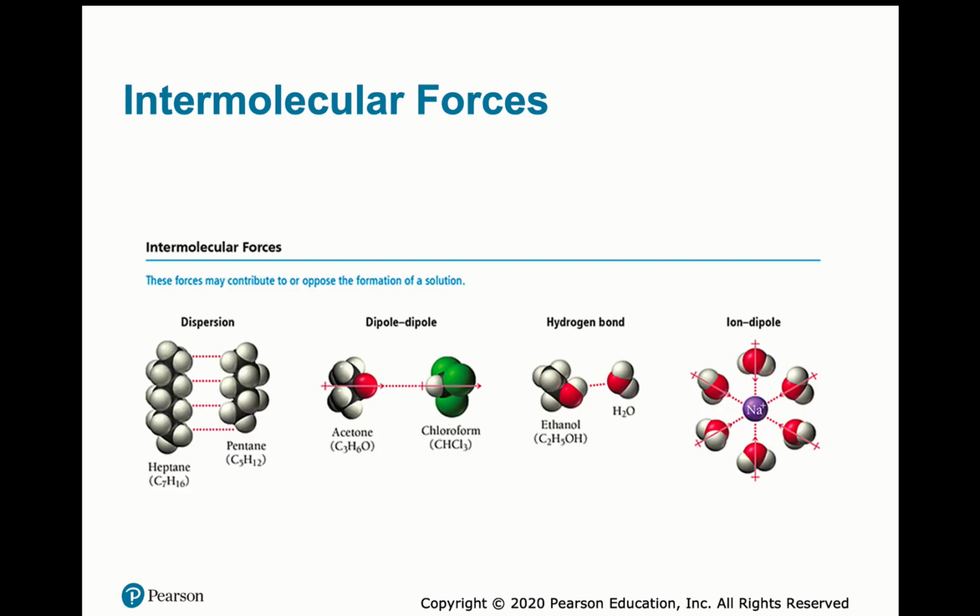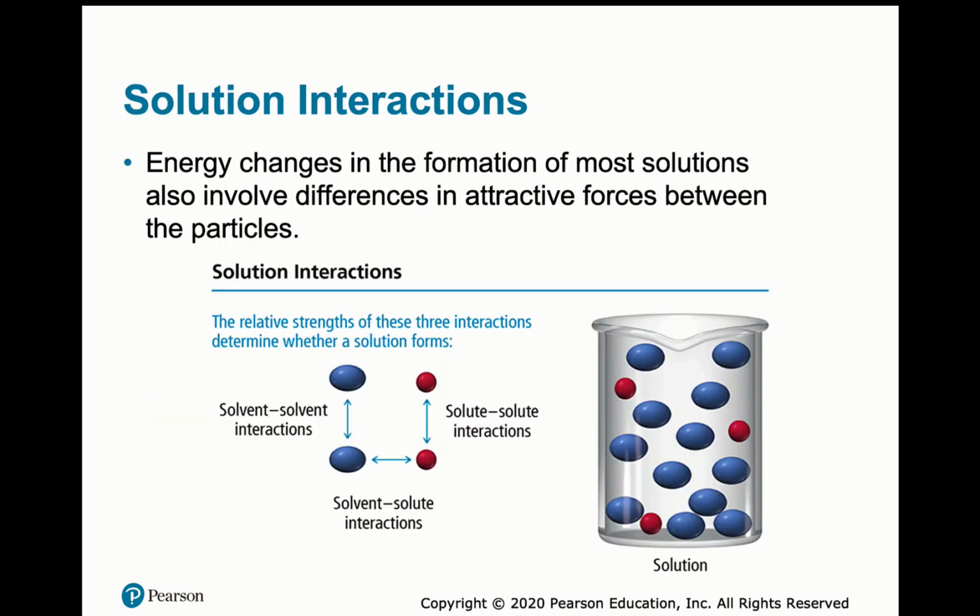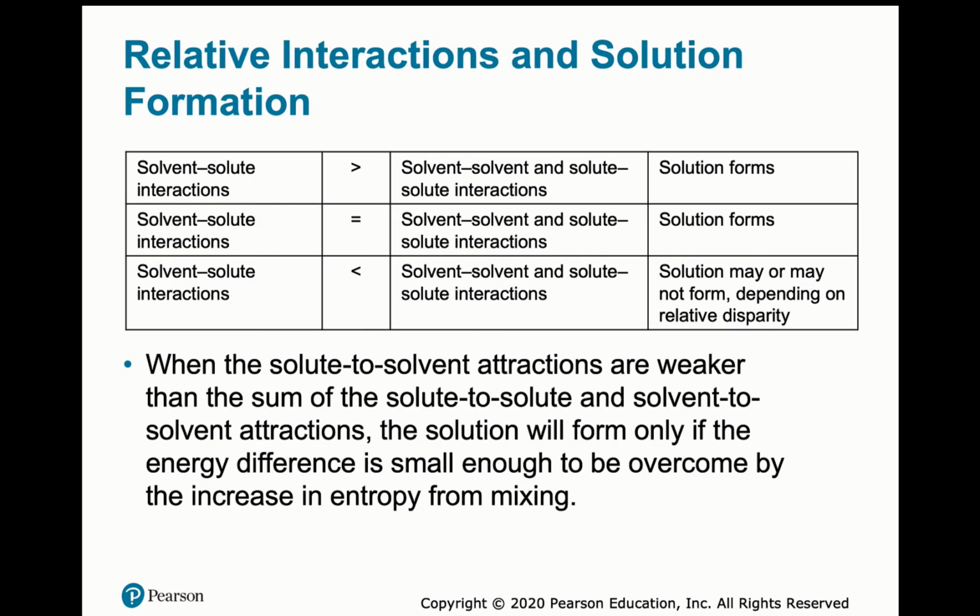Intermolecular forces, we covered this in a previous chapter, and this is weak to strong. Dispersion are the weakest, then dipole, then hydrogen bonds, then ion dipole are the different types of forces. And when a solution forms, there are a couple different types of interactions. There's interactions between the solvent in itself, the solute in itself, and then the solvent and solute interactions. So if the solvent and solute interactions are greater than the interactions with themselves, the solution will form. If they're about the same, the solution will form.